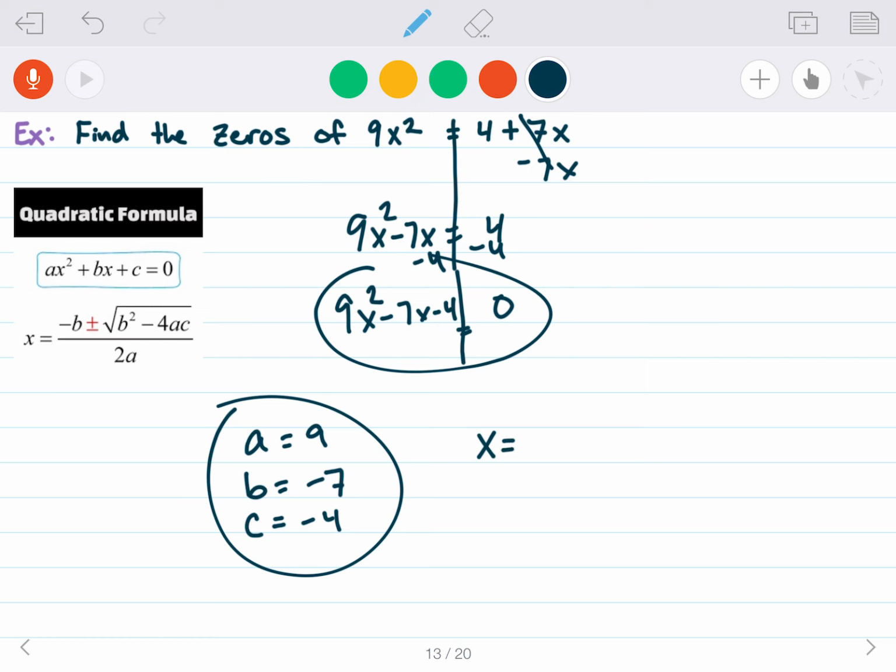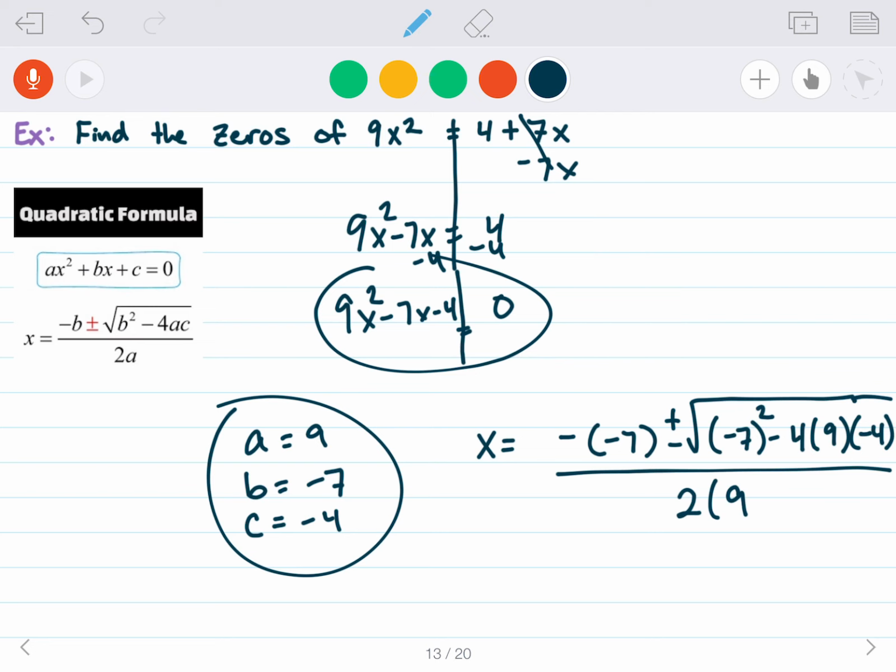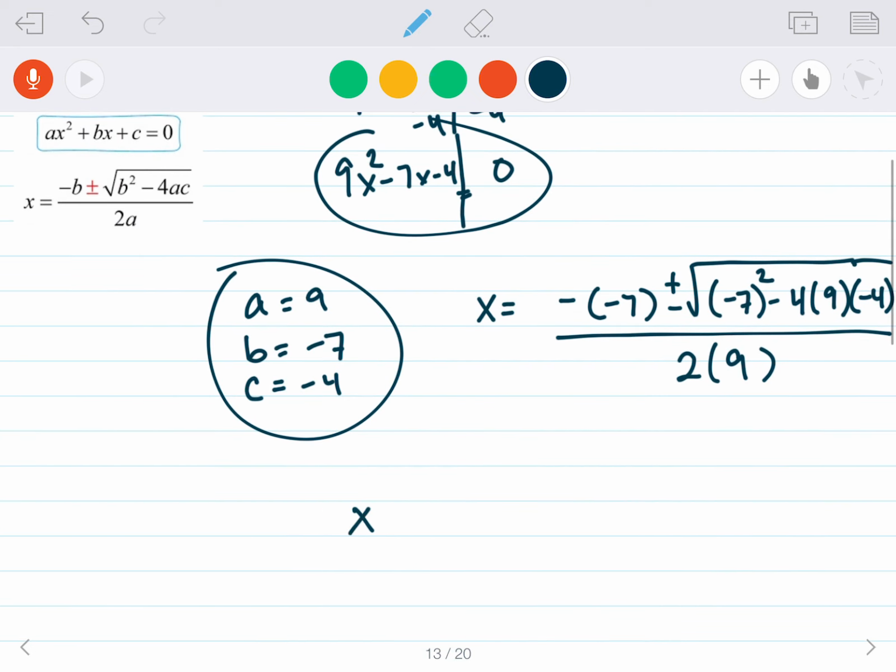So our zeros are going to equal negative b plus or minus the square root of b squared minus 4 times a times c. And this is all going to be divided by 2 times a. All right, so let's clean it up. So we get, let's see, well, this double negative becomes a positive 7. So we have 7 plus or minus square root of negative 7 squared is 49. Then we have negative 4 times positive 9 times negative 4.